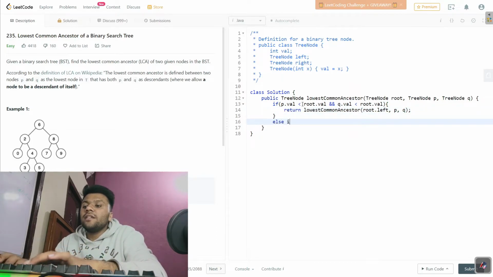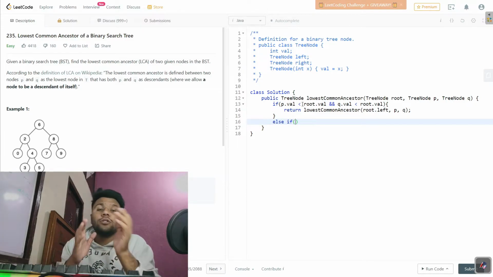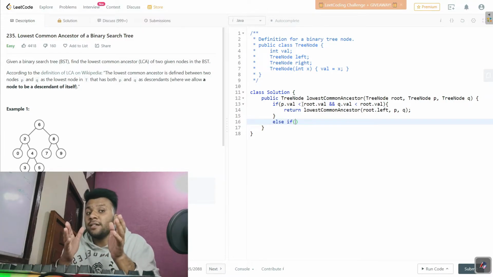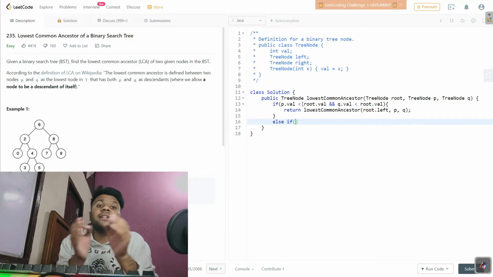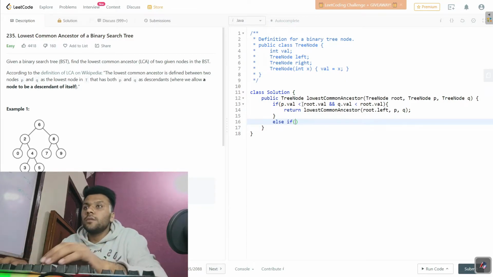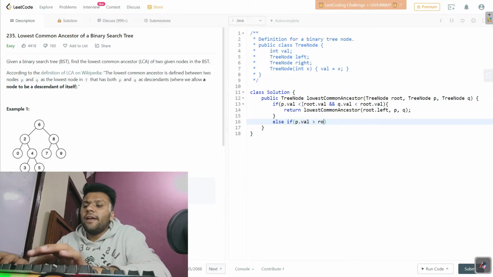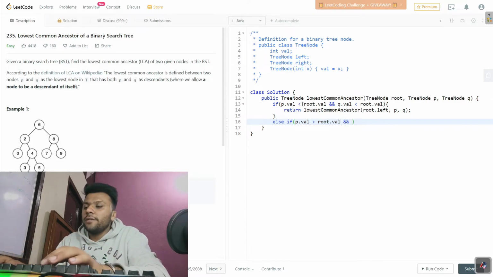Else if, what will the next condition be? The next condition will be that the p value is greater and the q value is greater than the root value. If that's the condition, then what does this mean? It means the values are present on the right side of the tree. Simple. I hope you get the idea of what I'm saying. If you still have any doubt, let me know in the comment section. I will definitely listen to you guys.